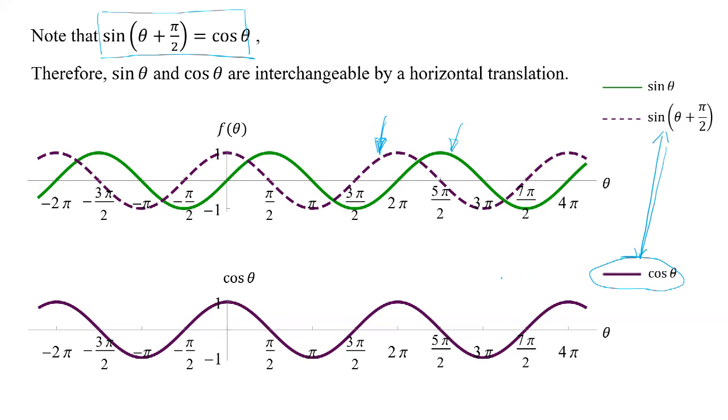Do you understand? That means sine theta and cosine theta are interchangeable by a horizontal translation. We're going to talk about the transformations of the trigonometric functions in the next lesson. So we'll see more details next lesson, okay?